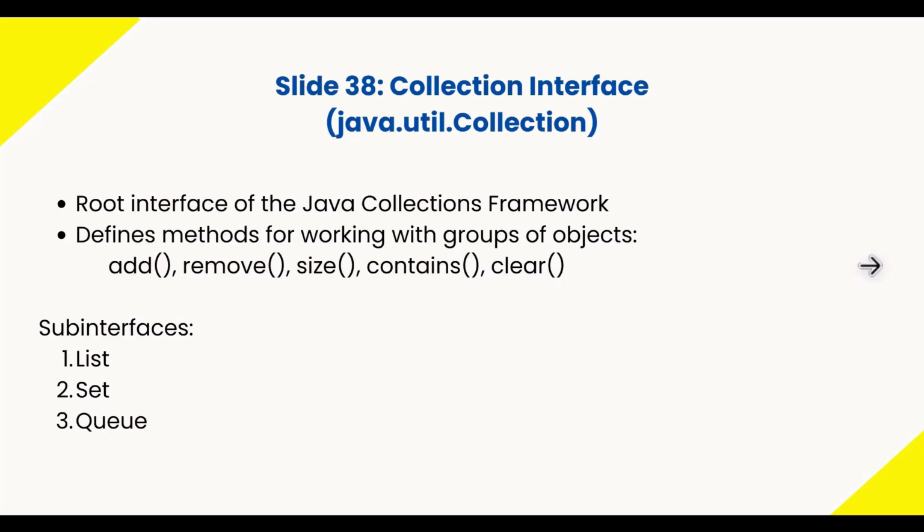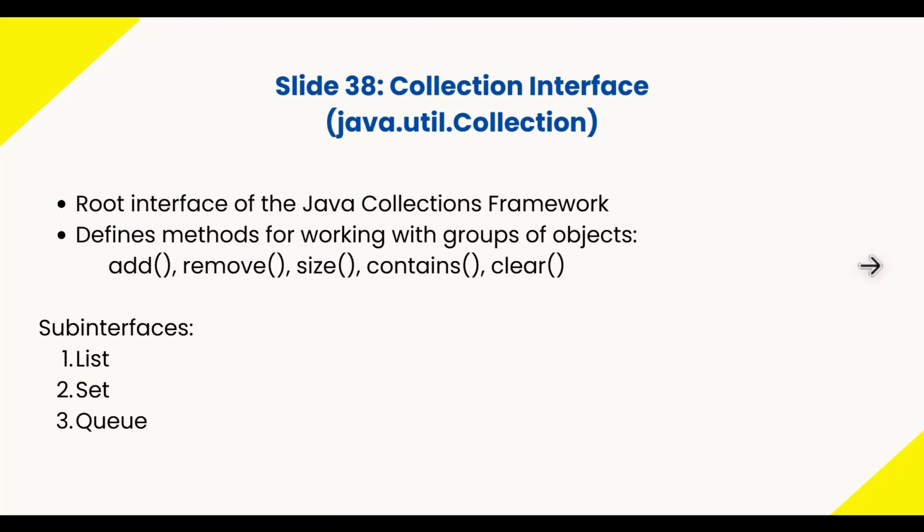Collection interface. For the Collection interface, the package is java.util.Collection. It is the root interface of the Java collection framework and defines methods for working with a group of objects, like add, remove, size, contains, and clear, and the sub-interfaces like List, Set, and Queue. The Collection interface is the root interface in the Java collection framework. It provides the basic structure and methods for handling a group of objects called elements.